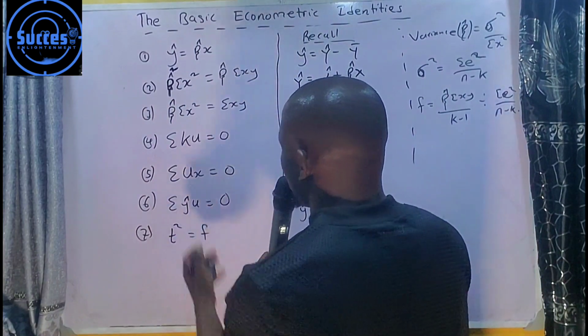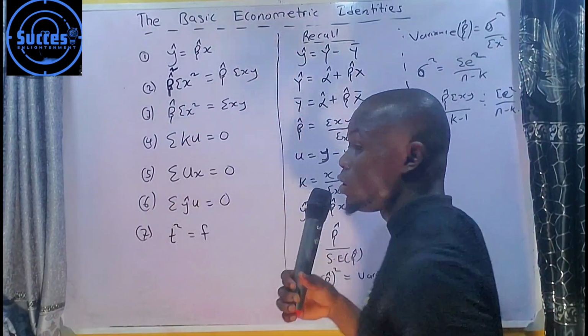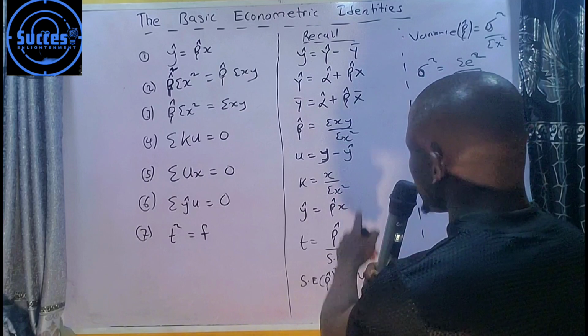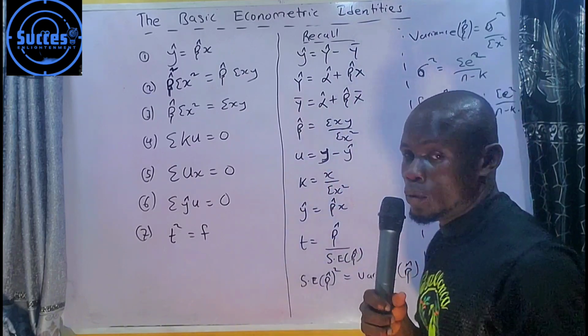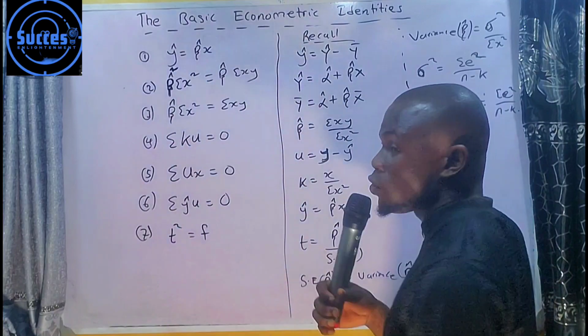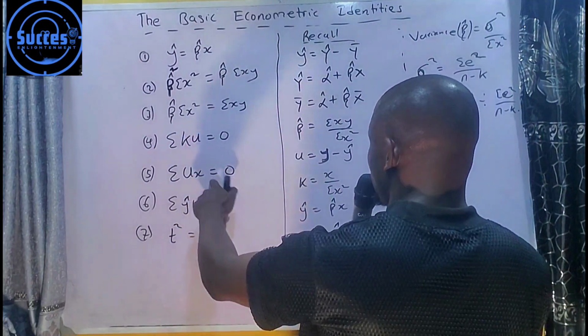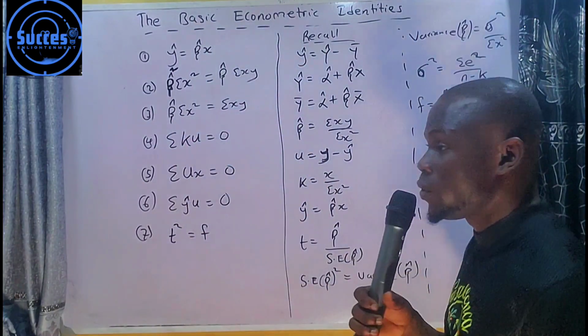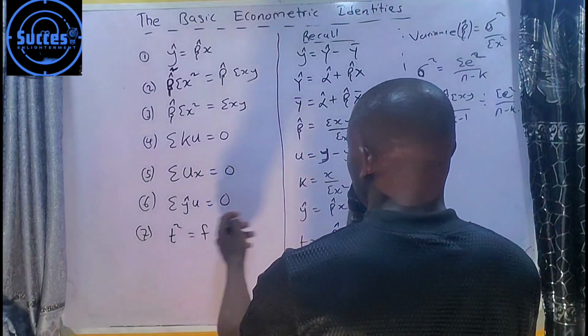We are going to prove that summation k u equals 0. We already know what our k is. Our k is small x over summation x squared. We are going to prove that summation of this k u is equal to 0, and we are also going to prove that summation u small letter x equals 0. Likewise, we prove that summation y cap u equals 0.